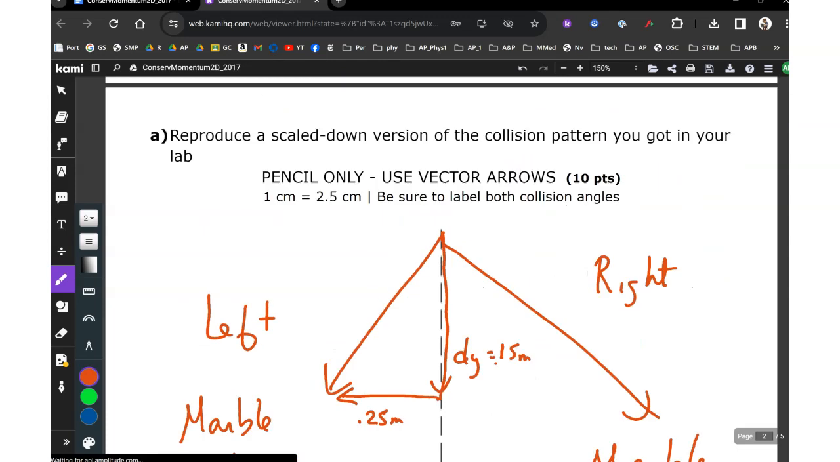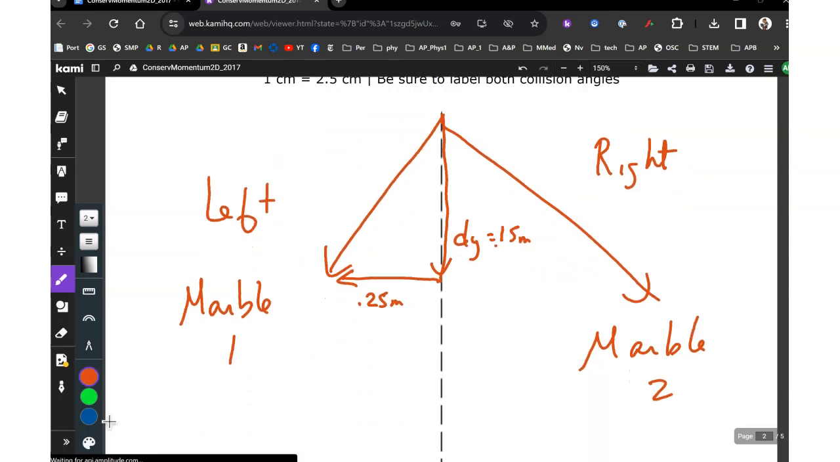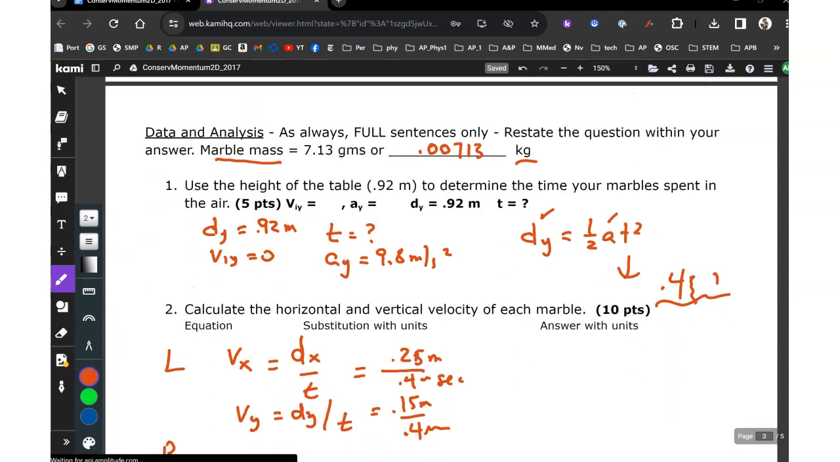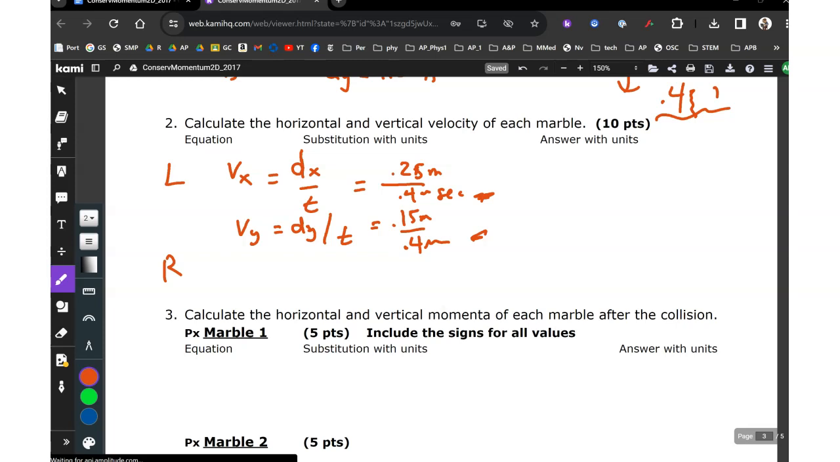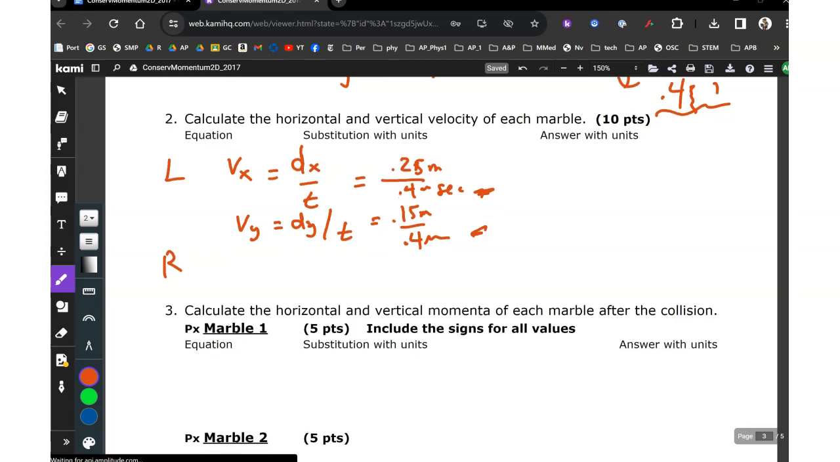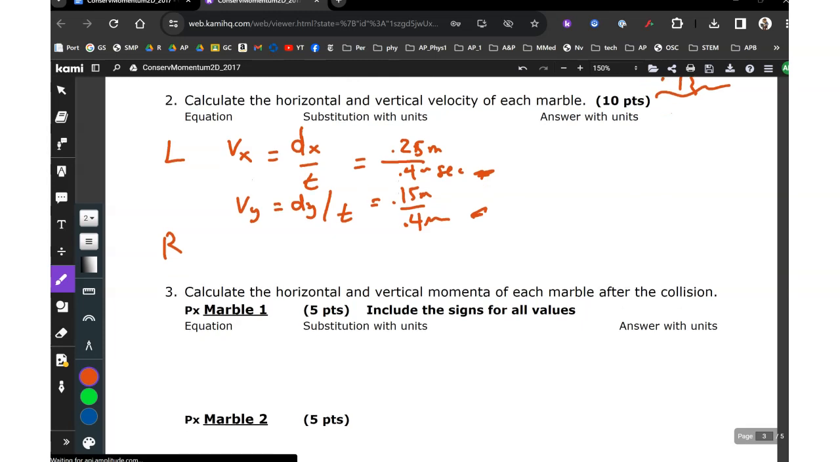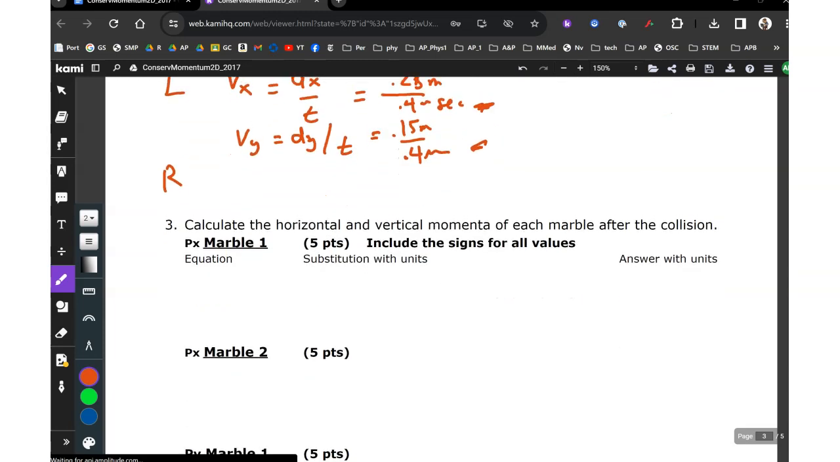Then the right marble also has 2 components. It has a y component and an x component. You have that in your picture. Let's say this is like 0.22 meters, and this is 0.35 meters. Well, you do the same thing with marble 2, or what I'm calling the right marble. Again, you're using the same time, but you're using your x and y components and dividing by the t, and you'll get your vx and your vy for each component. Now, how do you do the px?